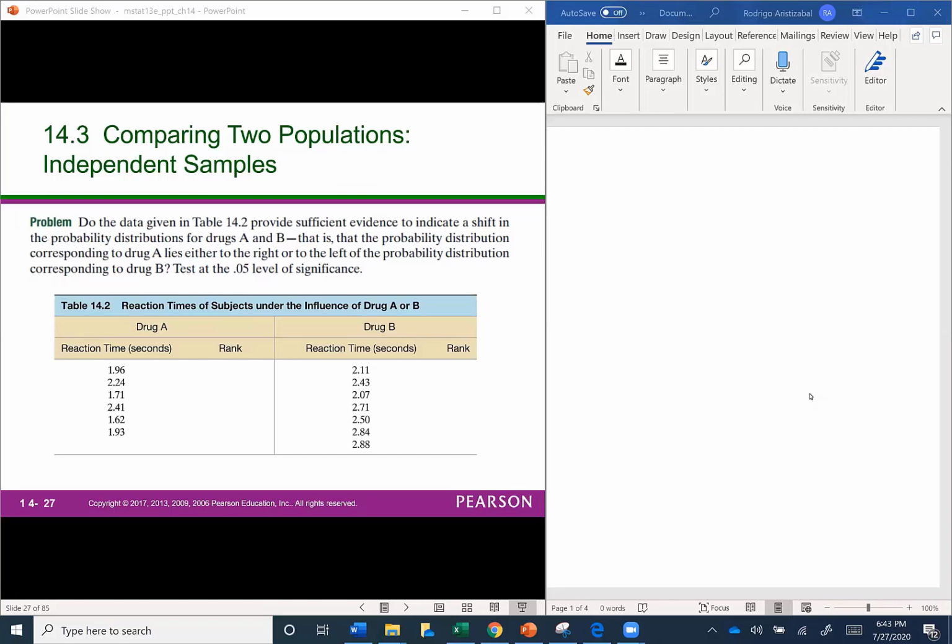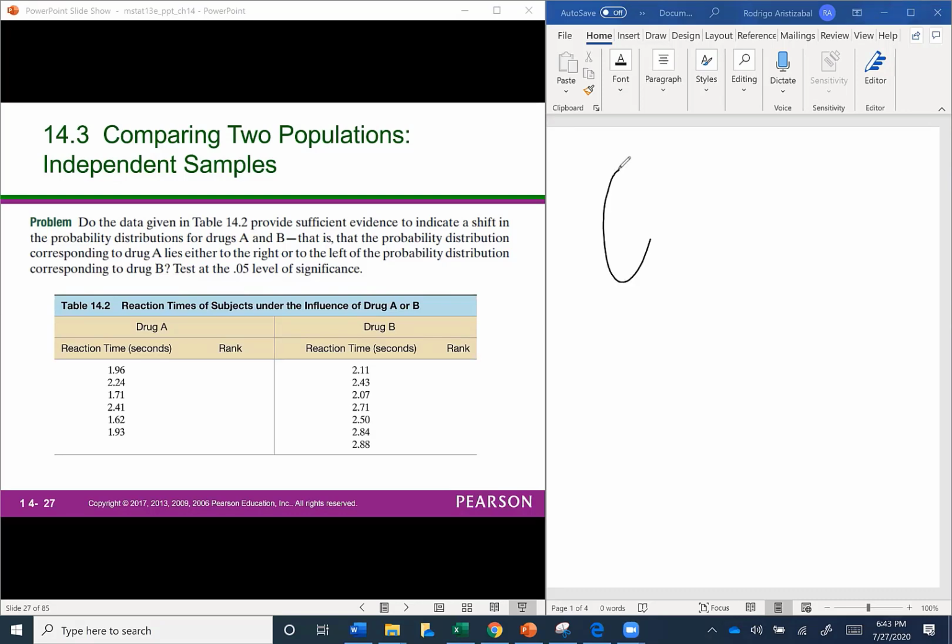Comparing two population-independent samples to the table given in table 14.2, does the data provide sufficient evidence to indicate a shift in the probability distribution for drugs A and B? That is, that the probability distribution corresponding to drug A lies either to the right or to the left of the probability distribution corresponding to drug B. Test at the 0.05 level of significance.